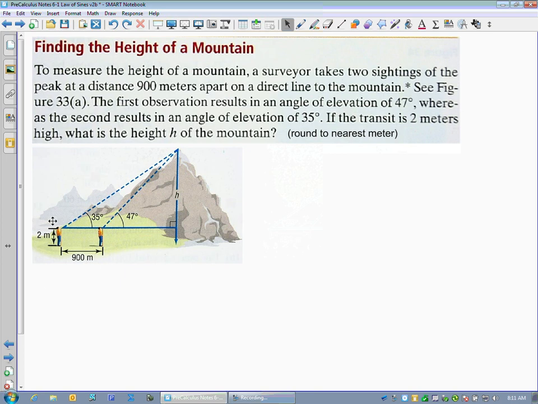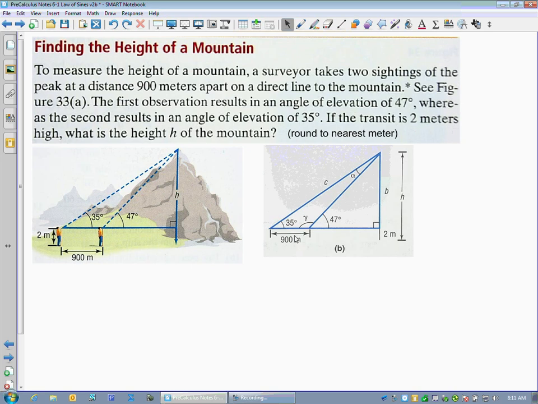Now they give us a picture, but we want to make a diagram that we can add to and start solving for pieces of the puzzle. So we're going to create our own diagram. We're taking their picture and making it more theoretical. And we're going to label the parts that we're looking for.